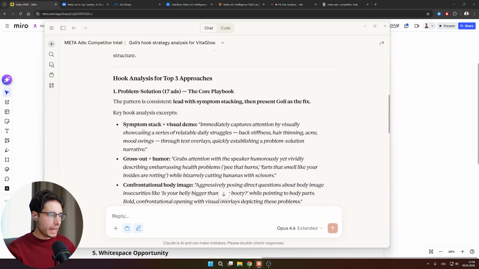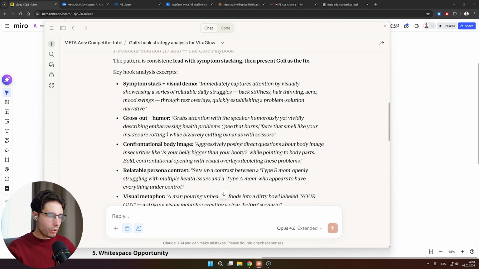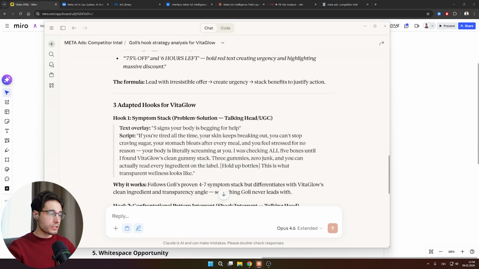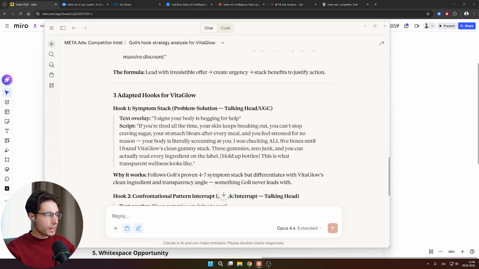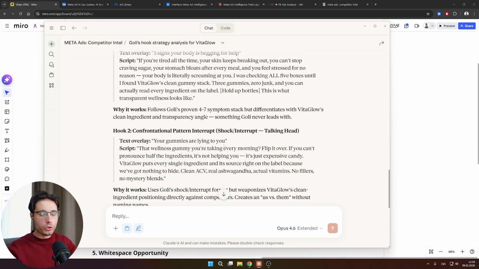He's describing exactly, they are using the key hook analysis, symptom stack plus visual demo, gross out plus humor, so all of their strategies are broken down right here. And most importantly, he then gives us the adapted hooks for Vitaglow. So as you can see, to basically replicate the hook, the symptom stack, problem solution, talking head, UGC. So he's using the categories, the patterns, which is perfect. And then we have the ad itself, text overlay, 5 signs your body is begging for help, right? If you are tired all the time, your skin keeps breaking out, you can't stop craving sugar, and so on. So he gives us the script, he gives us the scene, and now we can continue talking about it.